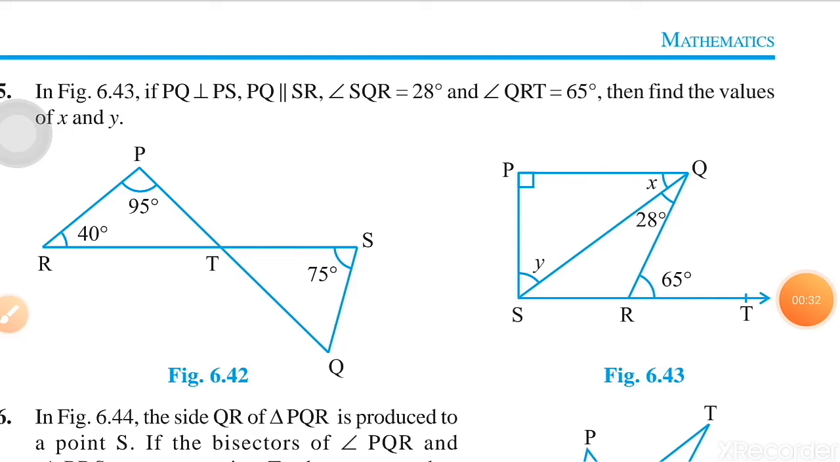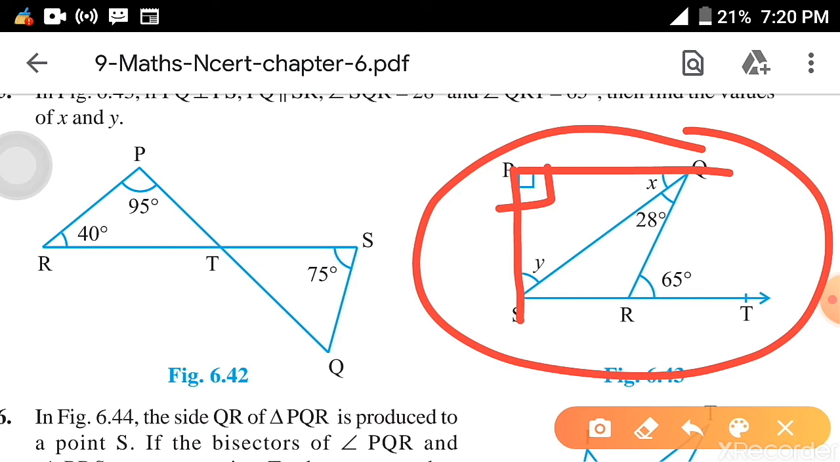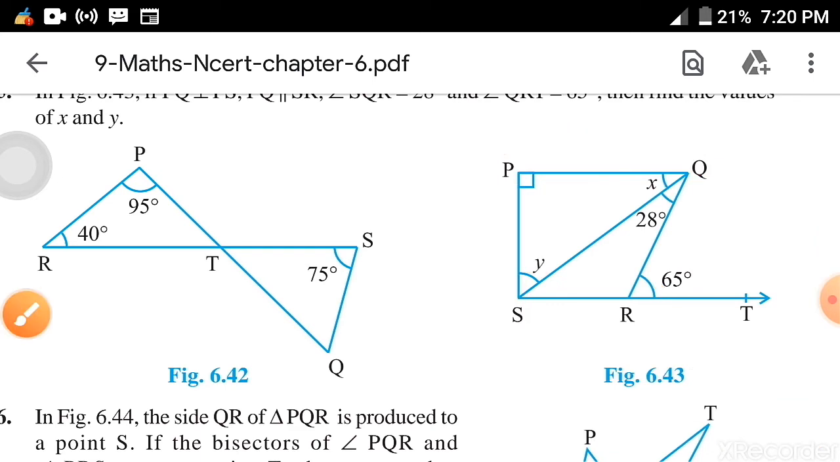Now you can see that this is the next question, question number 5, and this is the figure of the next question and everything is mentioned. You can see that PS and PQ are perpendicular, that means this angle is 90 degrees and the rest of the angles are mentioned, 28 and 65, and we have to find out the value of X and Y. See how we'll solve this.